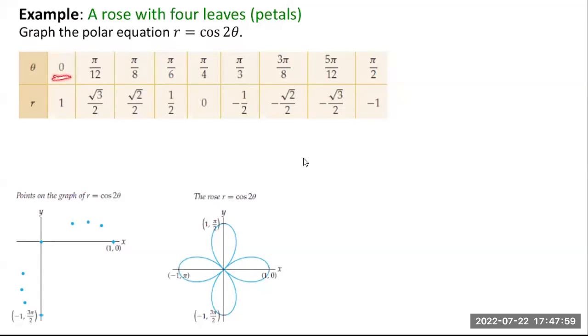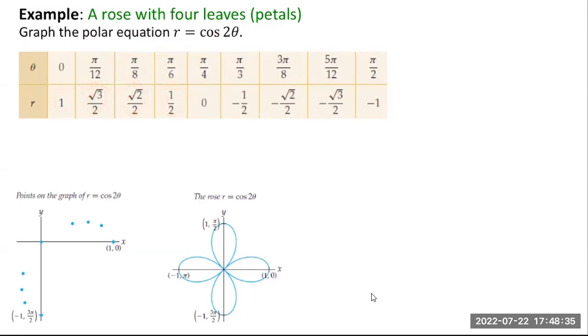We are going to take theta values between 0 and pi over 2. You pick these values so that you can compute 2 theta. If you plug in these values, you can compute the value of 2 theta. For example, if you plug in pi over 12 here, it becomes pi over 6. You know the value of cosine pi over 6. And if you plug in this value here, you get cosine pi over 4. You know the value of cosine pi over 4, and so on and so forth. Now if you find the corresponding r values, you will get these values.